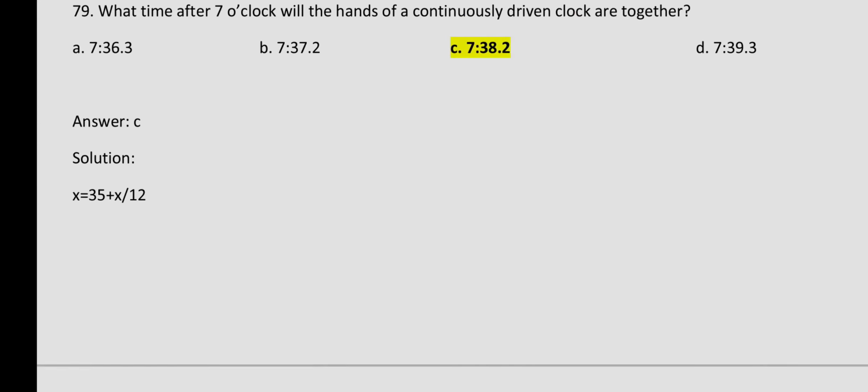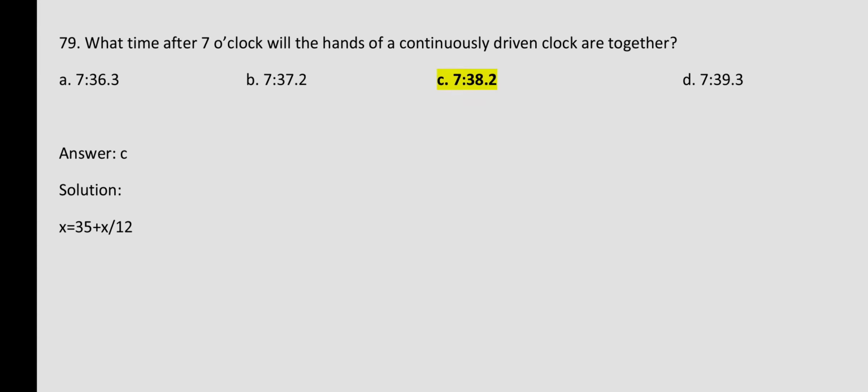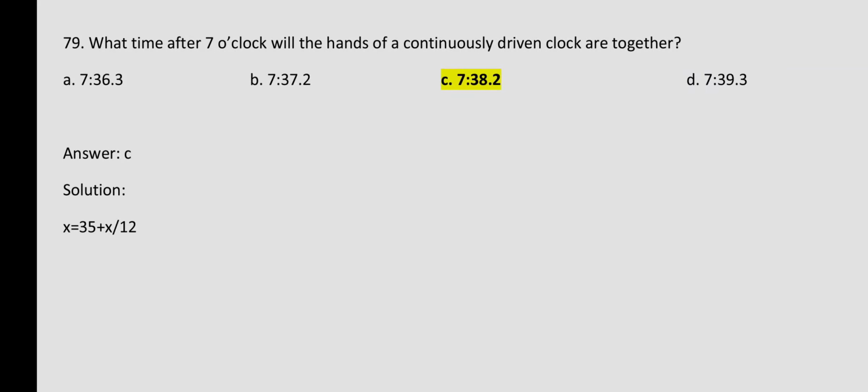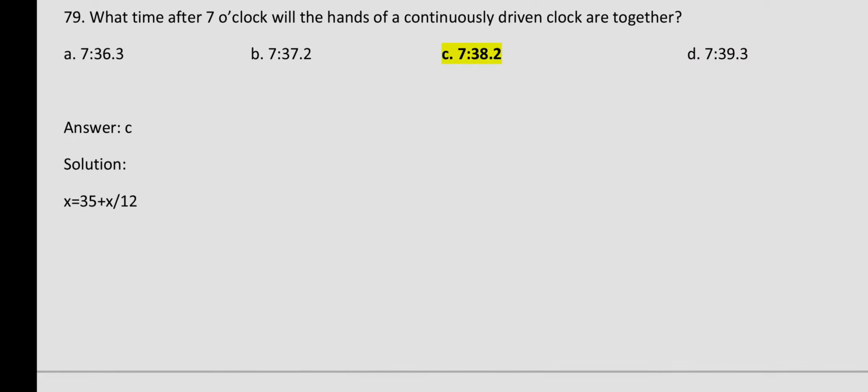Okay, now, clock problems naman, algebra, number 79. What time after 7 o'clock will the hands of a continuously driven clock be together? Sagot daw dyan ay letter C, 7 hours, 38 minutes, 2 seconds, or 7:38.2, letter C. Solution, syempre, x is equals to 35 plus x over 12.